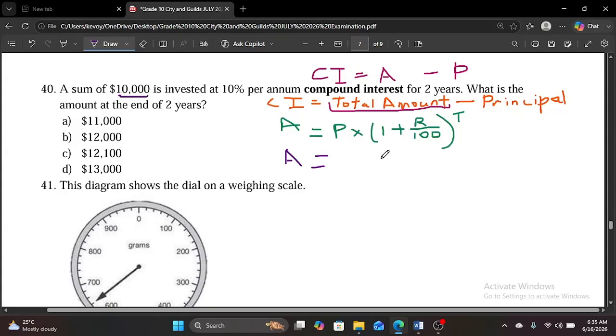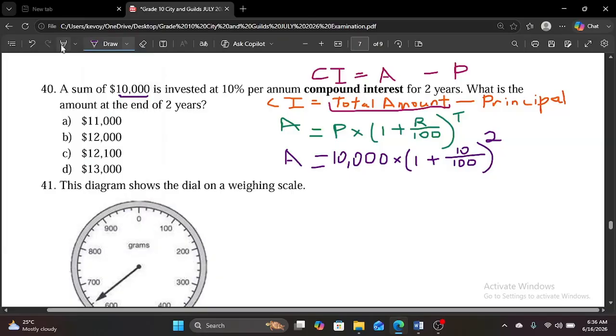So this is going to be our principal, 10,000, multiplied by 1 plus. 10% would be 10 over 100. So that's 10 over 100, raised to the time, which is 2 years. So that's going to be raised to the power of 2.